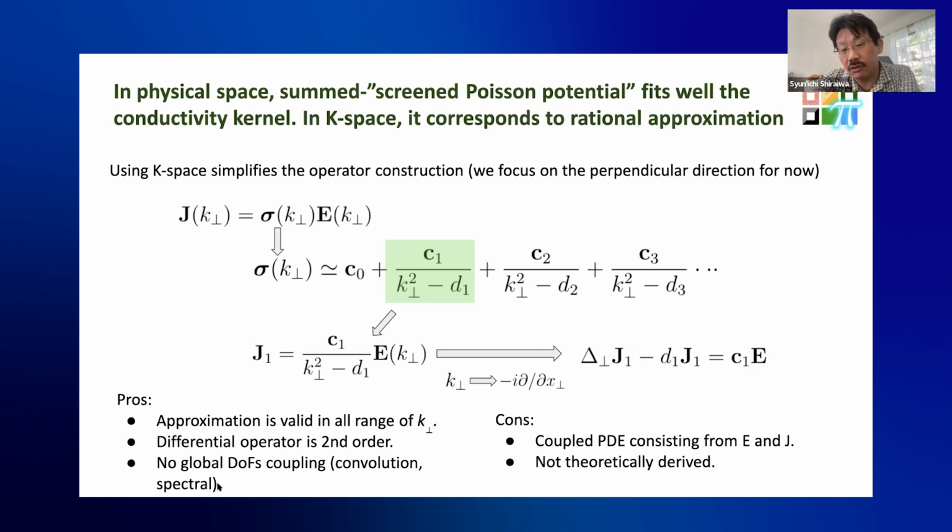We need to be careful about a few things. One is we are talking about solving the coupled partial differential equation made from E and J, not E itself. So we are definitely talking about a larger linear system. Also, this expansion is just an approximation, so it's not really derived from kinetic theory or something like that. So we need to be careful in terms of verification.